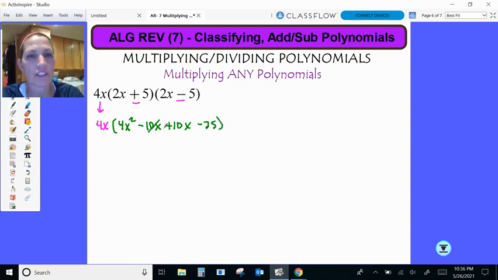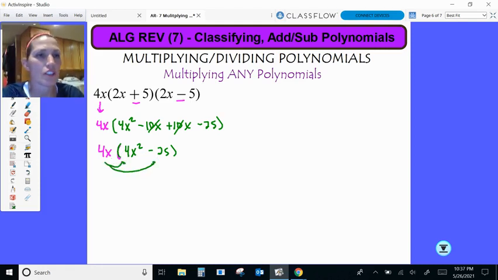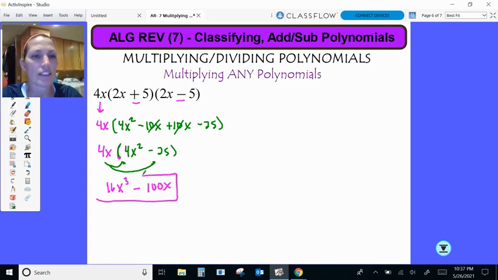Look what happens here: these two end up canceling out. Whenever you have the positive and negative, those middle terms end up canceling out. So we end up with just 4x squared, the first term squared, minus the last term squared. And that's it. It's called a difference of two squares. Then we just need to multiply these through the parentheses here. So we end up with 16x cubed minus, then 4 times 25 is 100, 100x. And then there we are, all nice and simplified.